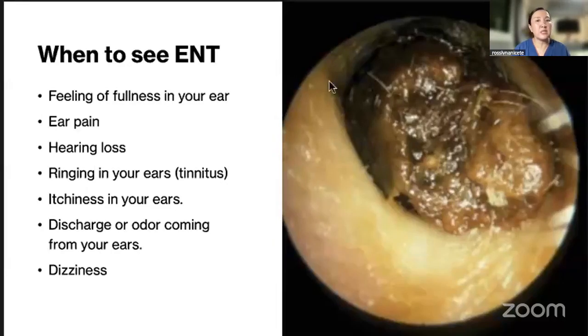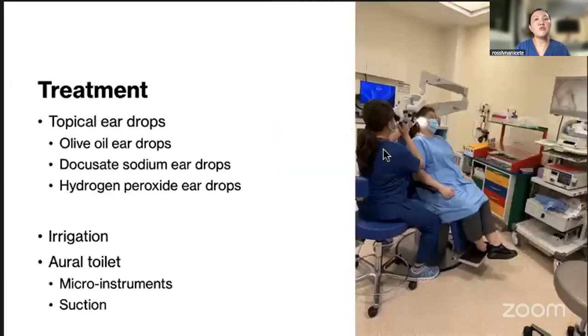So this is a case of impacted earwax. So how do we treat them? When you see an ENT, we may give you topical ear drops such as olive oil, docusate sodium, or hydrogen peroxide. In some centers, they still do irrigation to remove the earwax. But in our case, we do what we call an aural toilet or an ear cleaning.